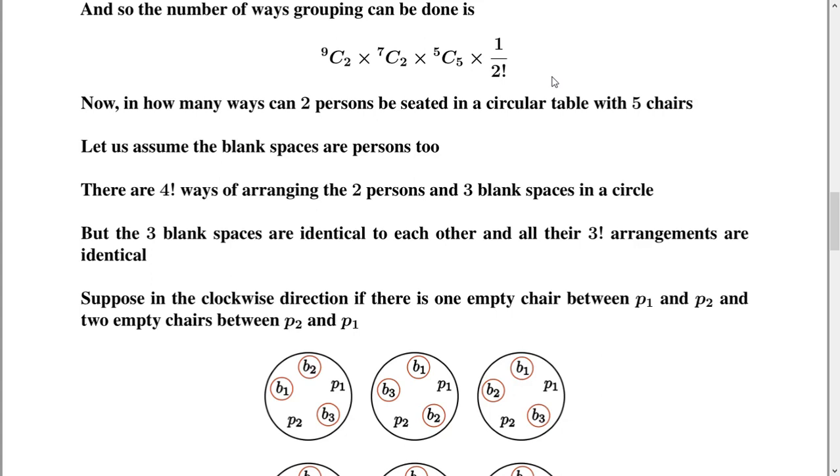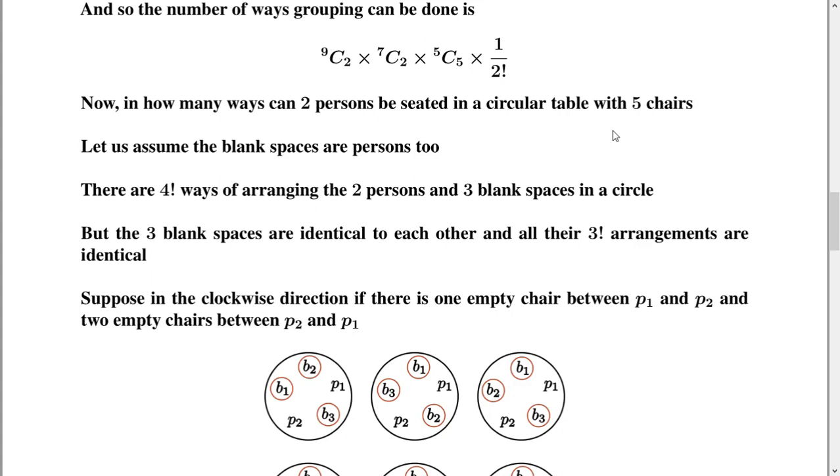Now we'll have to see the number of ways in which we can arrange each group around the tables. Two of our groups have 2 people and the third group has 5. So let's see in how many ways we can arrange 2 persons around a table with 5 spaces. If there were 5 people, then we know that there are 4 factorial ways of arranging them around a table.